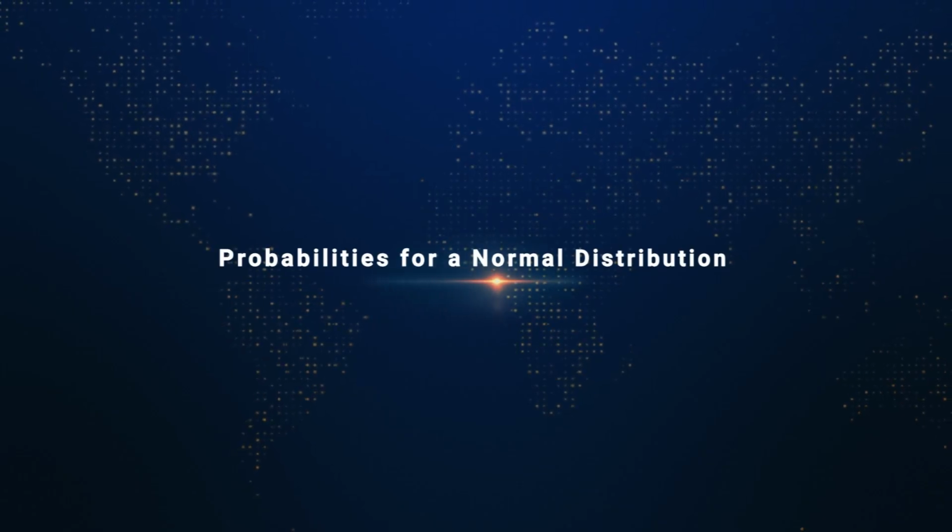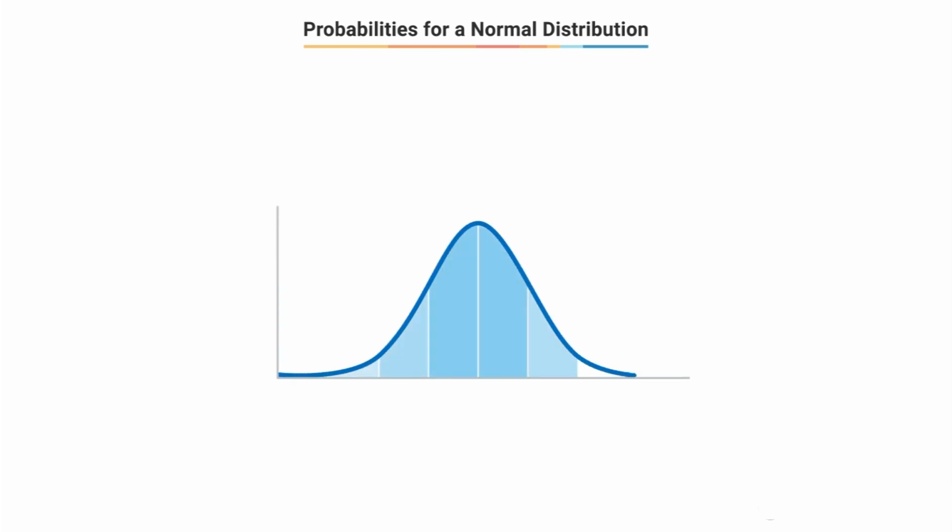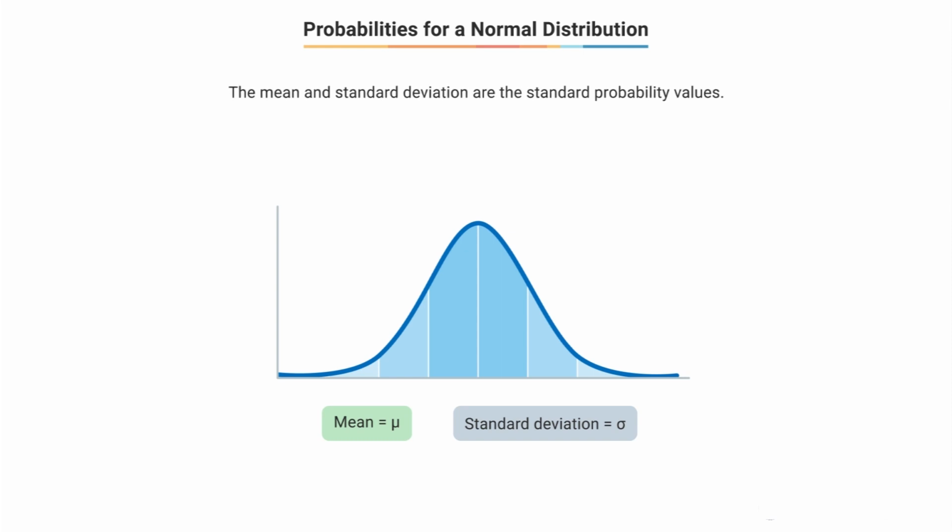Probabilities for a normal distribution. Suppose we have a normal distribution graph here, and let's say that the mean of this distribution is mu. We'll assume that its standard deviation is given by sigma. Now, a very important rule that will keep coming up as we see the normal distribution is the empirical rule. This is nothing but some standard probability values that we can easily calculate for any normal distribution.